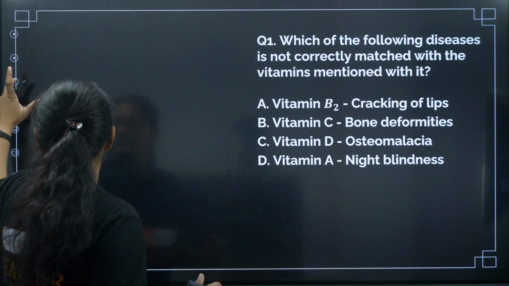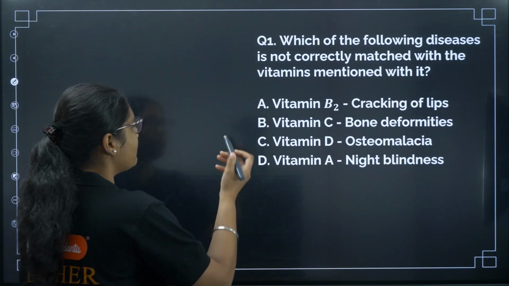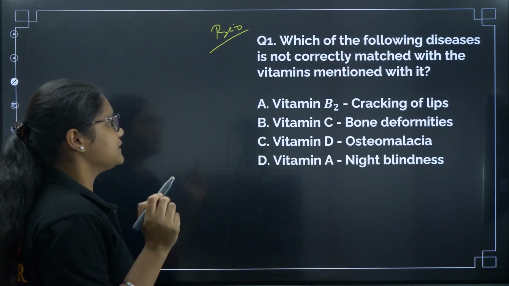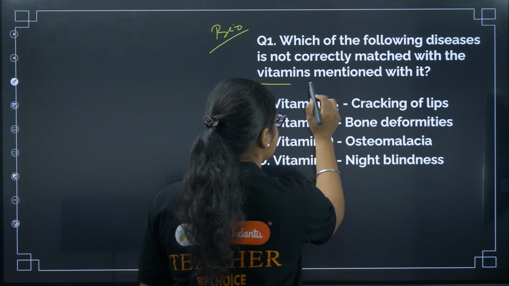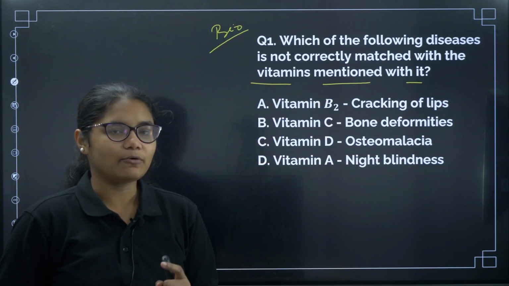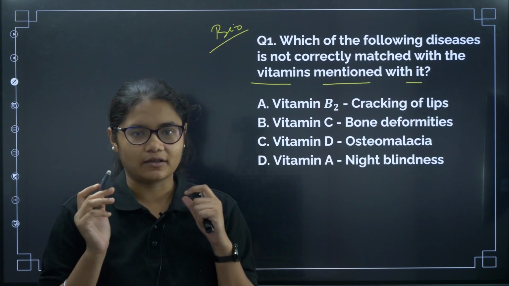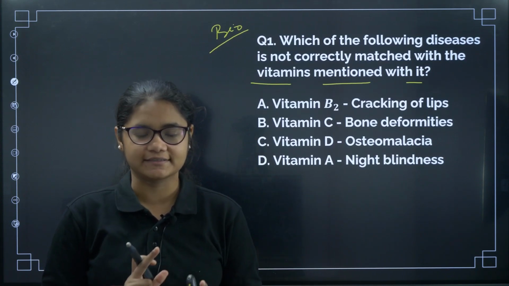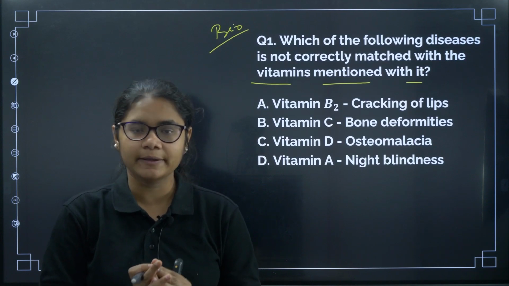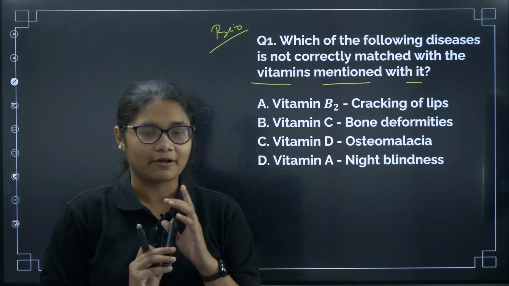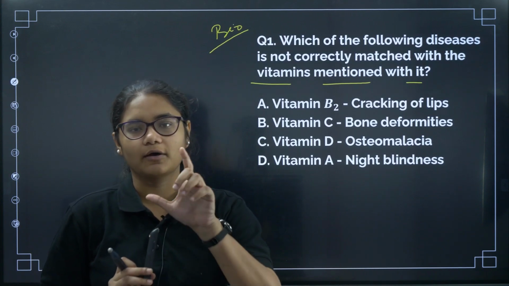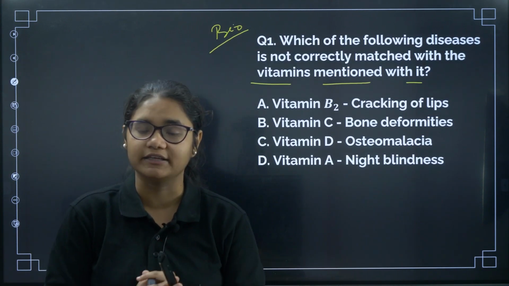The first question is from your biomolecules chapter. Which of the following diseases is not correctly matched with the vitamins mentioned with it? In the biomolecules chapter, in the vitamins and hormones topic, it is very important that you prepare the deficiency diseases of each and every vitamin. In NCERT one table is there, you have to learn it, remember it. And for hormones, just go through the hormones part and note down the functions of each and every hormone.